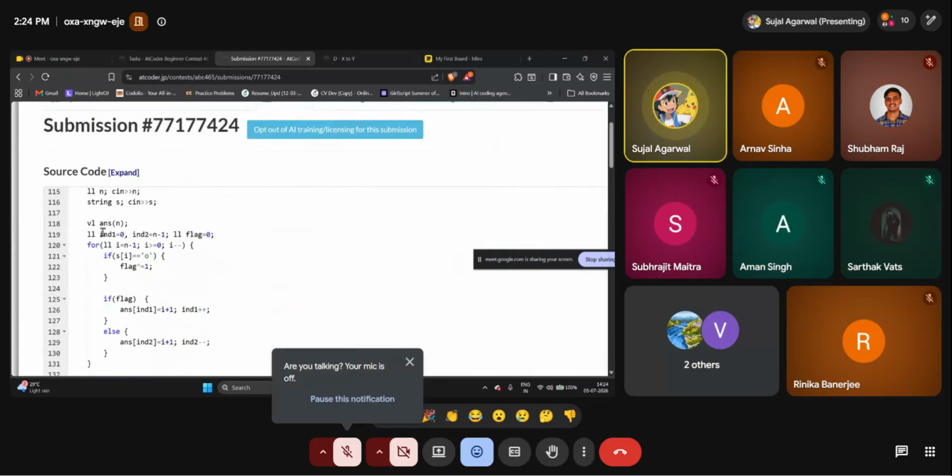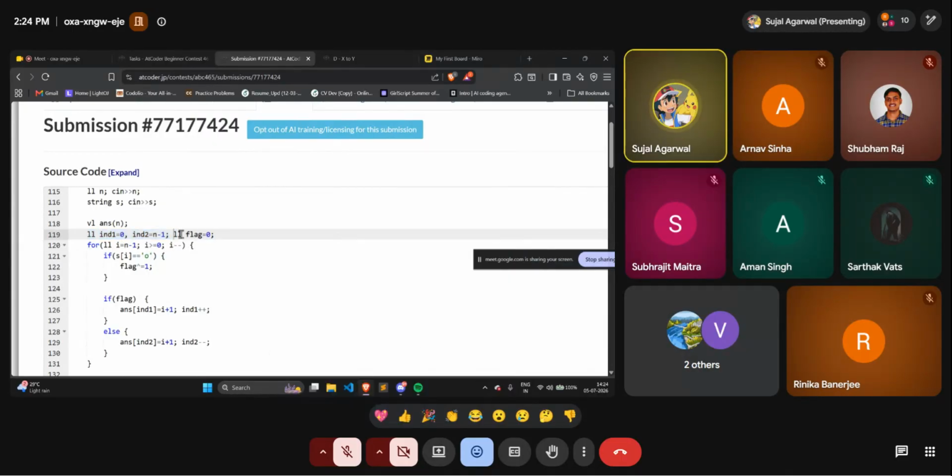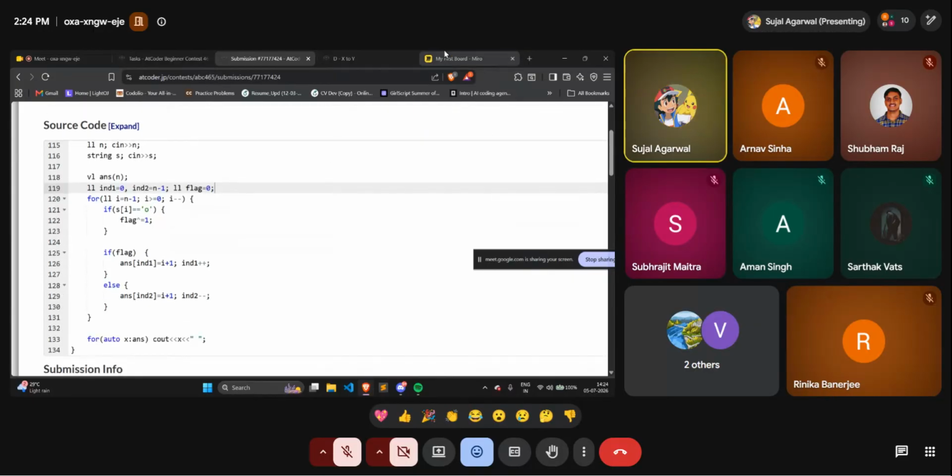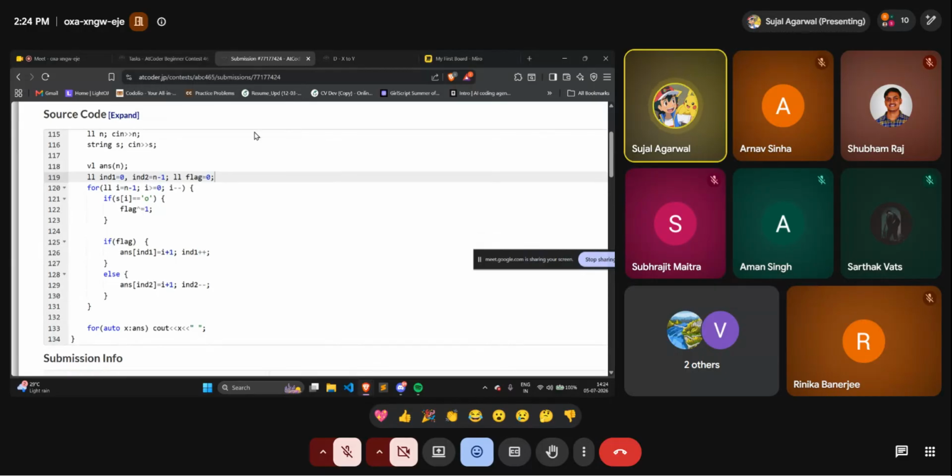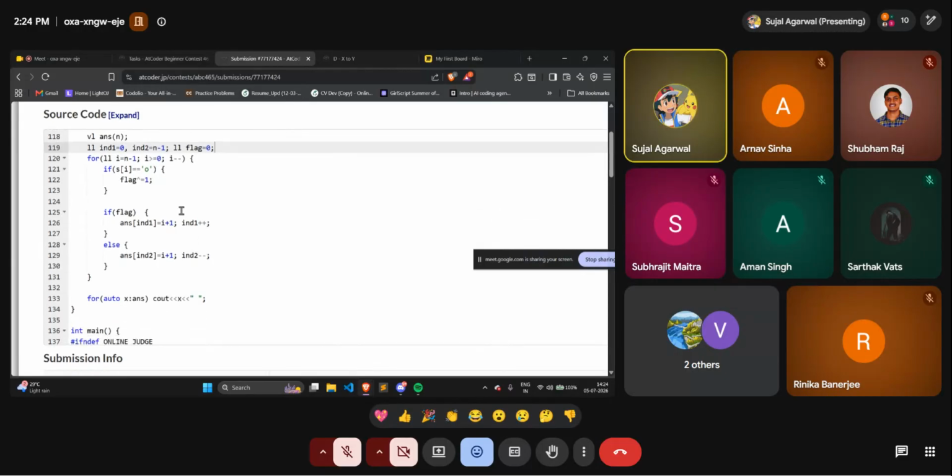Like I said, there would be two indexes we need to monitor. One is at the start of the array, and one is at the end of the array. And I've taken a flag, basically the mod value of the count of the O's encountered, or the reverse tasks performed. The flag 0 means we have performed nothing till now. If we encounter a reverse operation, I am basically setting it to 1.